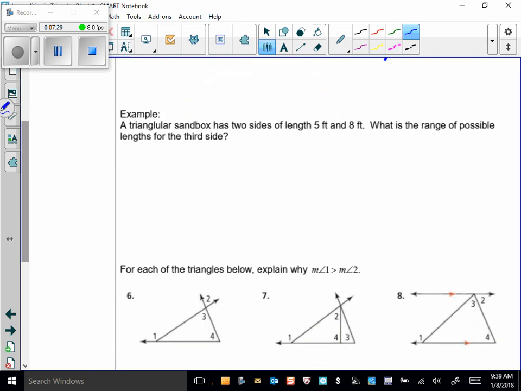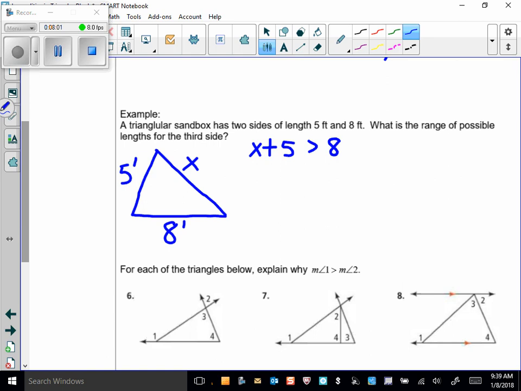Okay, here's another example for us. Triangular sandbox. That's interesting. I doubt I've ever seen a triangular sandbox, but I'm about to draw one for you. Okay, so let's see. We've got side lengths of 5 feet. We've got one that's 8 feet, a little bit longer, and we want to know what's the range of possible lengths for that third side? Okay, well here's what we know. We know that x plus 5 has to be greater than 8, right? So that tells me x has to be greater than 3.